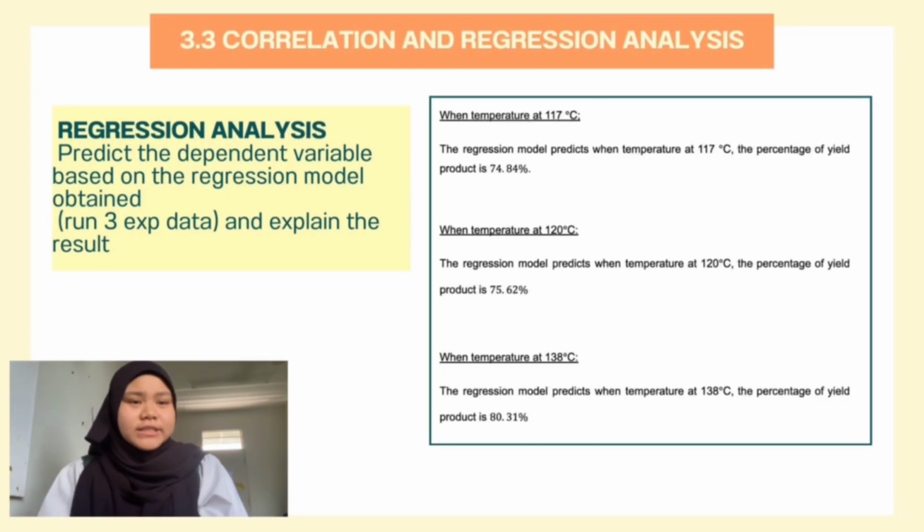For the explanation of the result of yield, the regression model predicts that when the temperature is 117 degrees Celsius, the percentage of yield product is 74.84%. The regression model predicts when the temperature is 120 degrees Celsius, the percentage of yield product is 75.62%. The regression model predicts when the temperature is 128 degrees Celsius, the percentage of yield product is 80.31%.